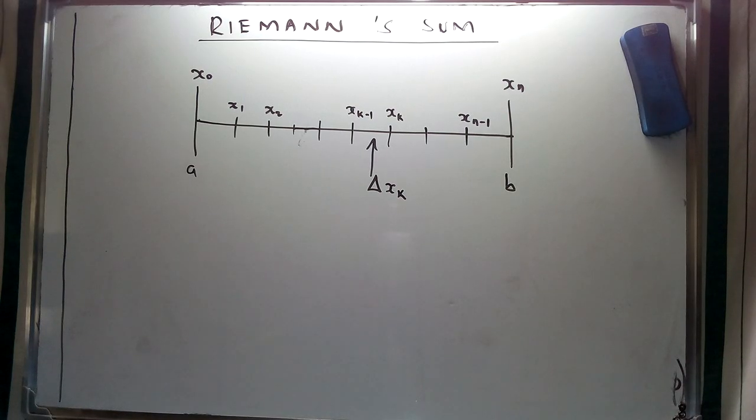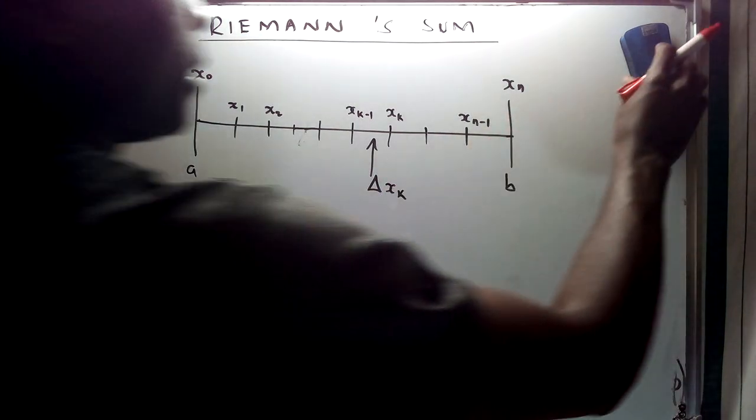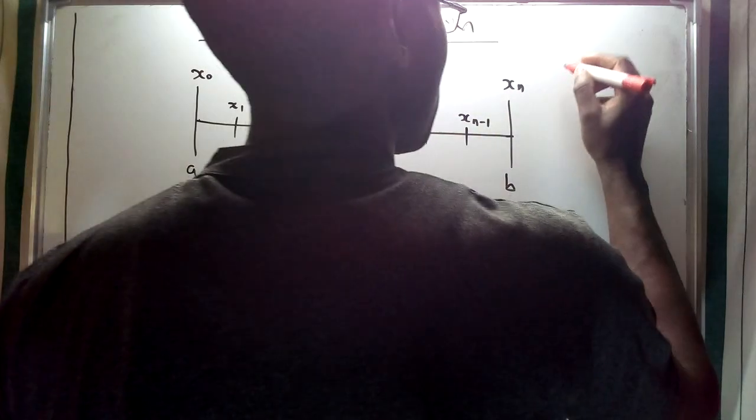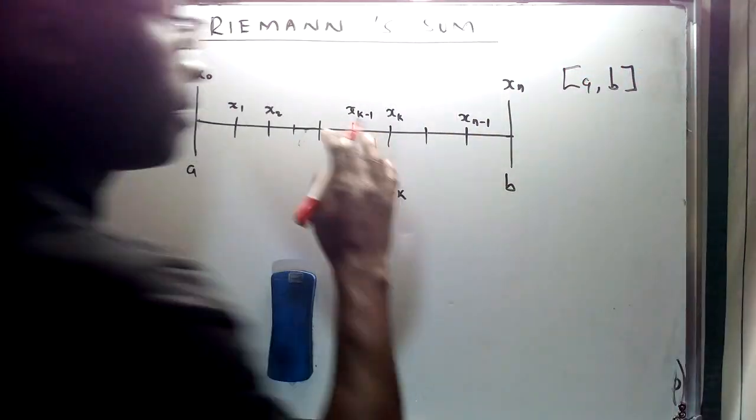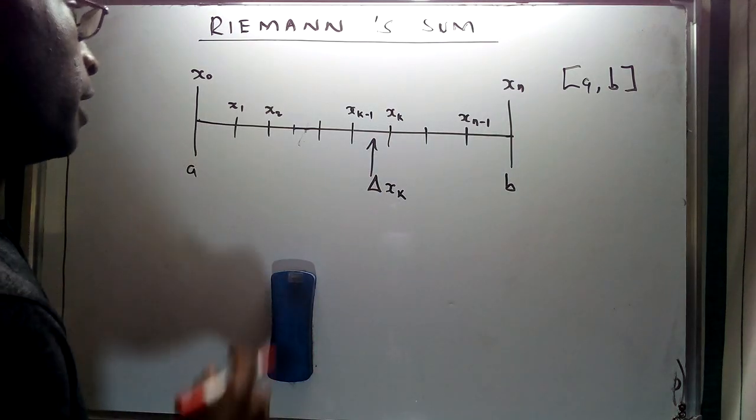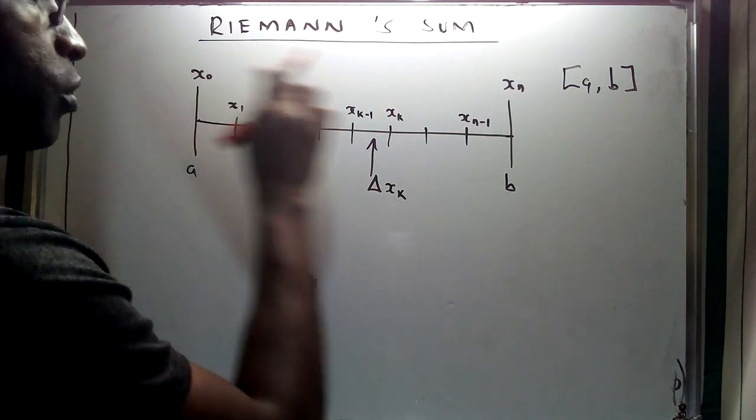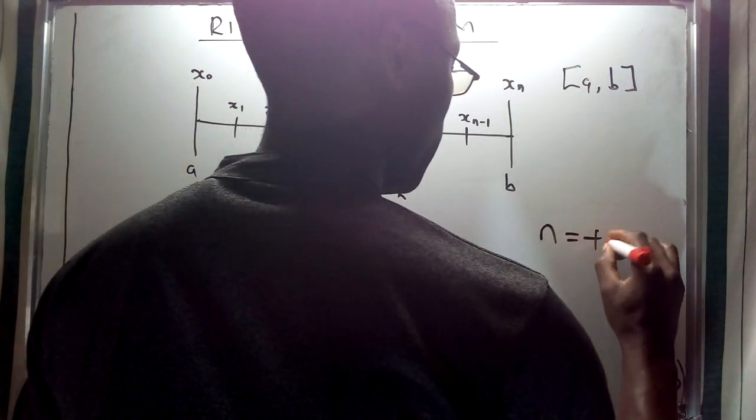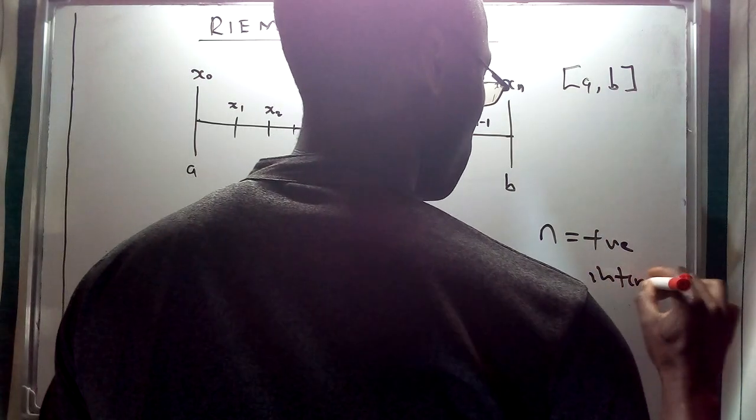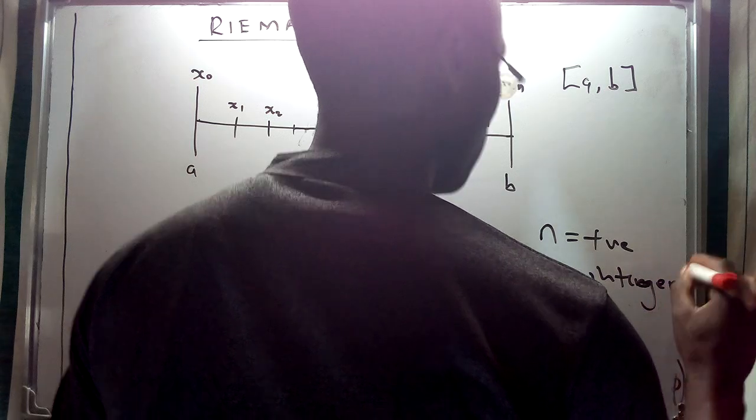Now, in this specific illustration, I've just given a range of values for the closed interval between a and b, and these are going to be x range of values between x0 and xn, whereby we're going to give n as a positive integer. Therefore, I'm going to use this specific illustration for illustrating that.